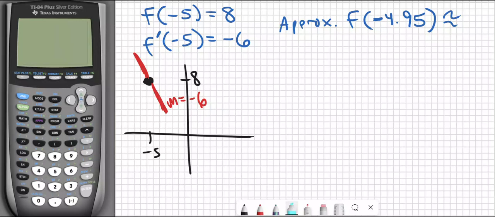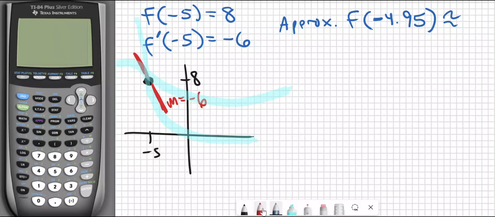So the actual function could be doing anything. Maybe I'll use a highlighter to point out, like it could be a parabola kind of thing going like that. It could be sort of a straight line at that point. There could be kind of a curve down and then it could go like this. We don't know what the actual function is doing, but we know that at that point, that's how steep it is. That will be enough information to get us an approximation of a point nearby.